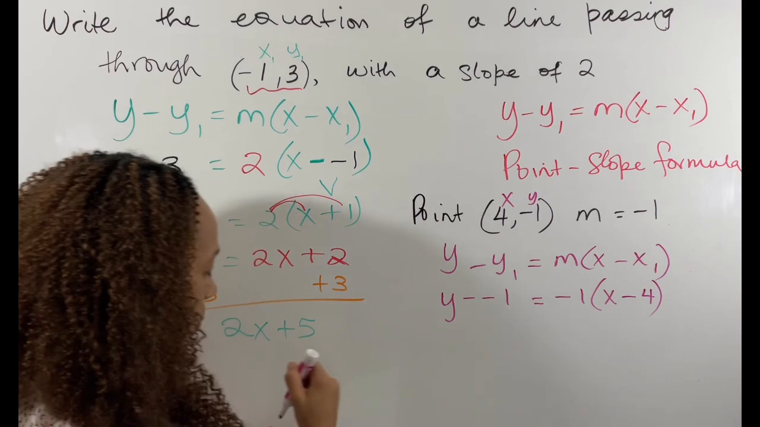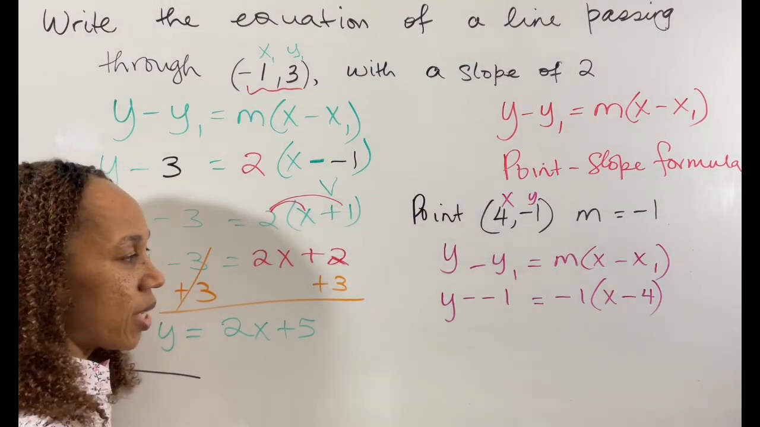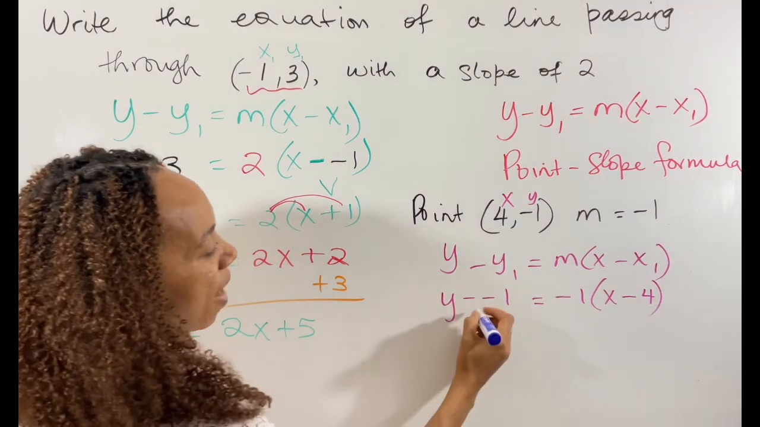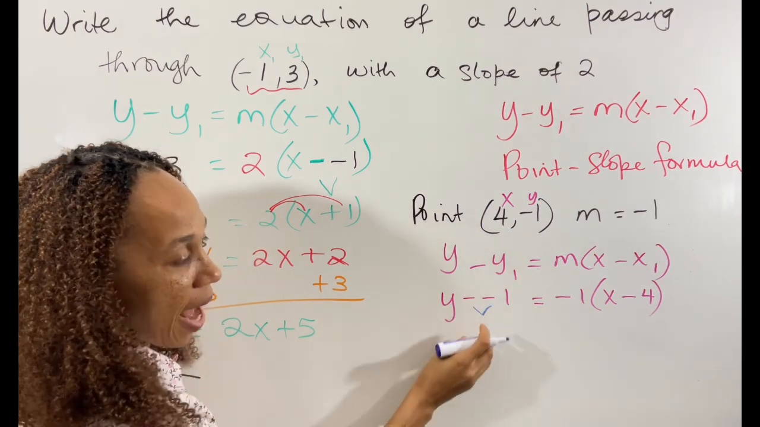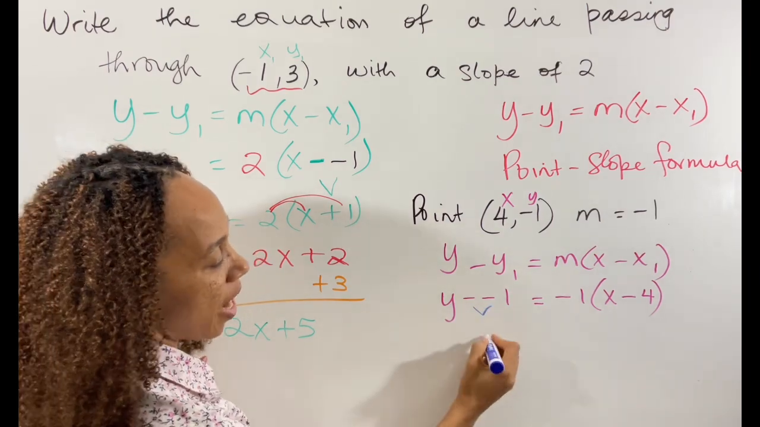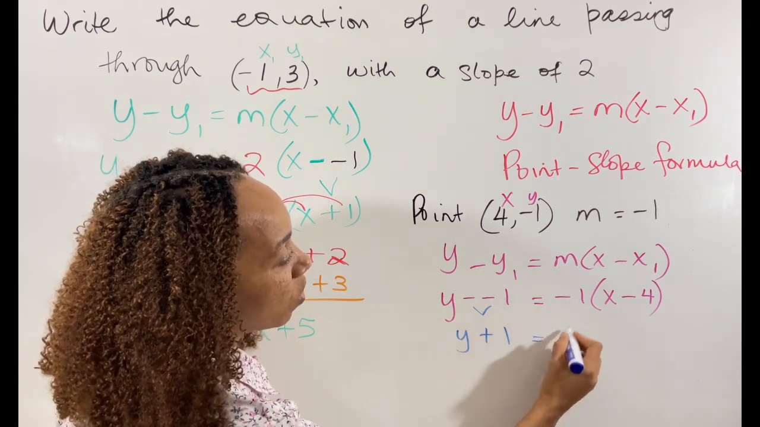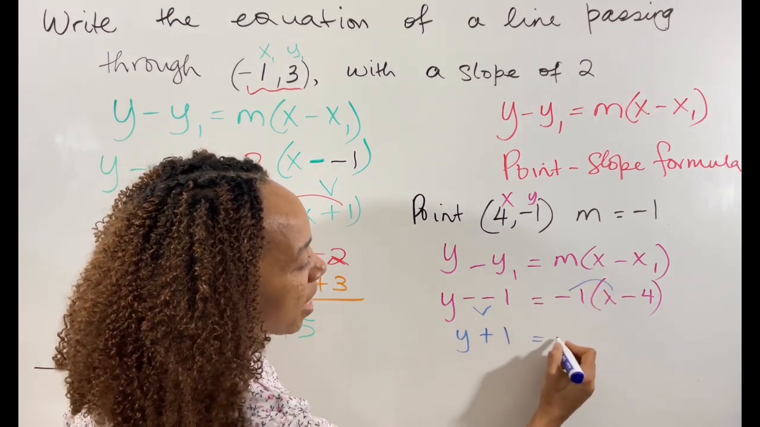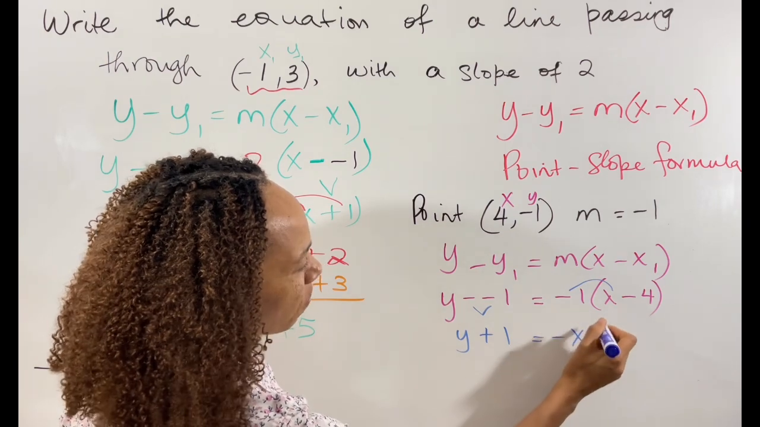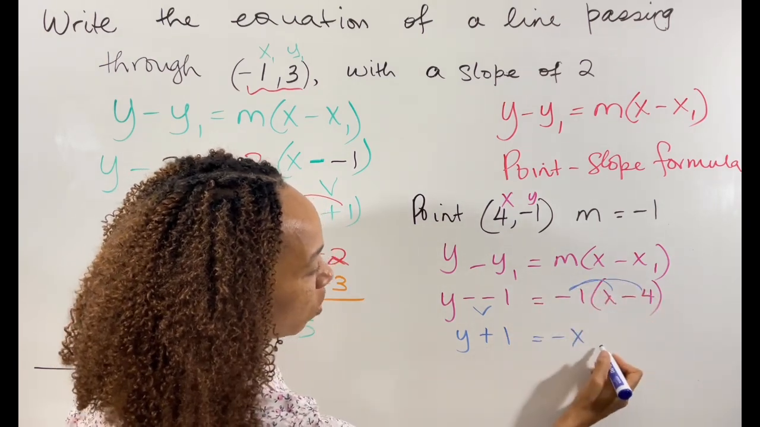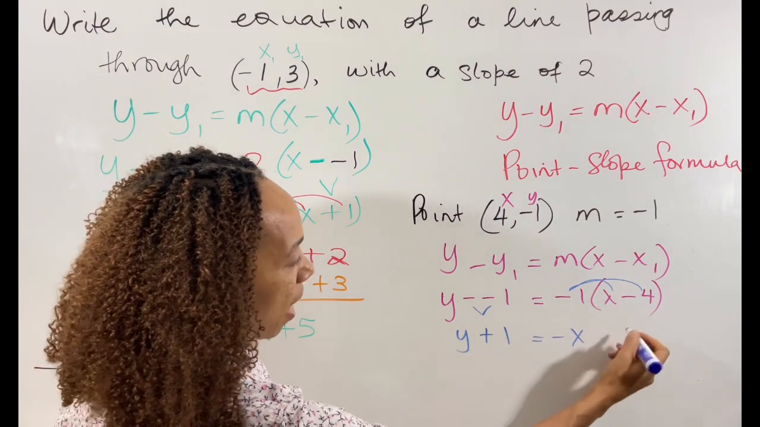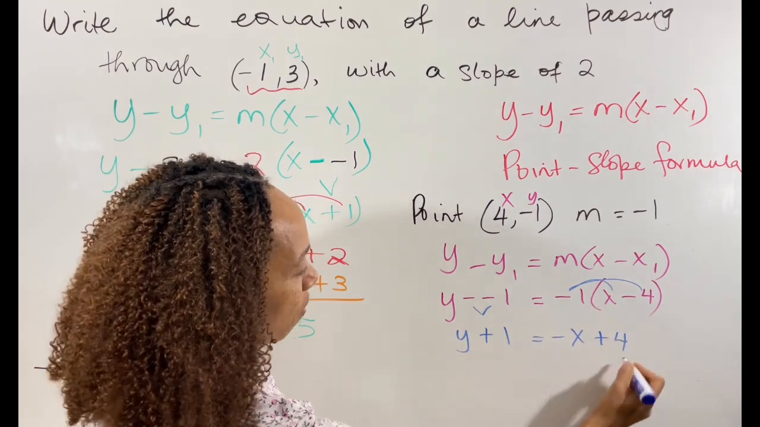All right, once again, you will notice something happening here. You have these two negative signs side by side. You are going to change that into a positive sign. So it's y plus 1 equals, we're going to use our distributive property, which is negative x. We don't have to put the 1 there, and we are also going to use the distributive property, negative 1 times 4, which will be positive 4.